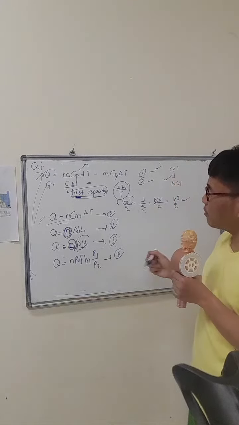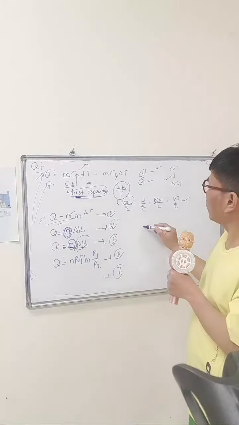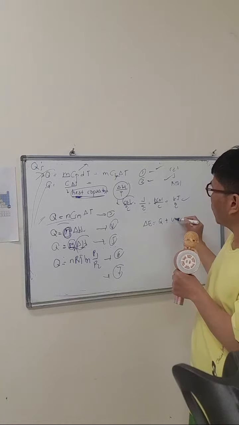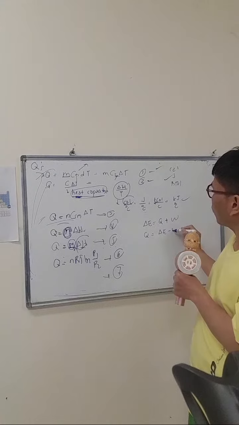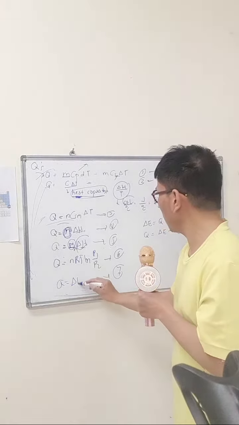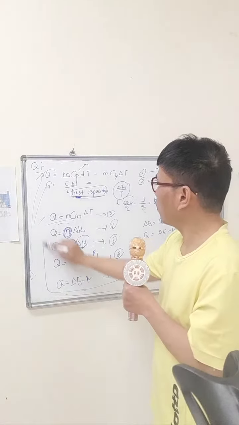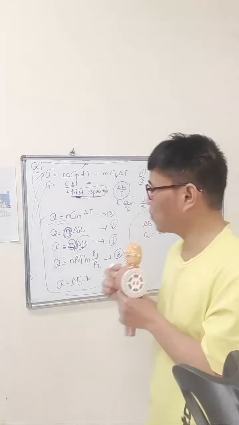And equation number 7 will be based on your internal energy, which is equal to heat plus work, in which heat is equal to the internal energy minus work. So Q is equal to internal energy minus the work. So there are 7 equations for heat to be used.